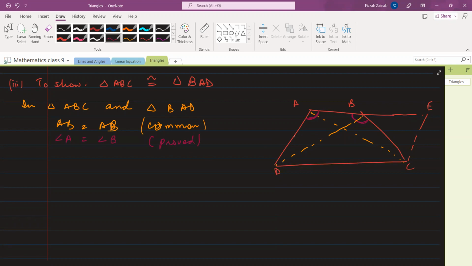See, this side is given equal, right? AD is equal to BC. This is given, that these two sides are equal, right? So we have SAS criteria, two sides and one angle. So by SAS, we can say that triangle ABC is congruent to triangle BAD.